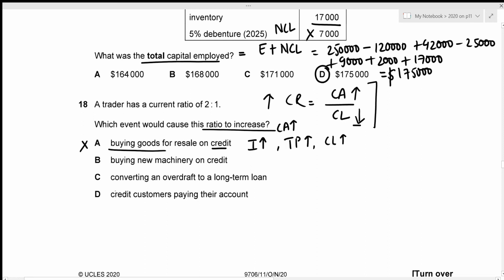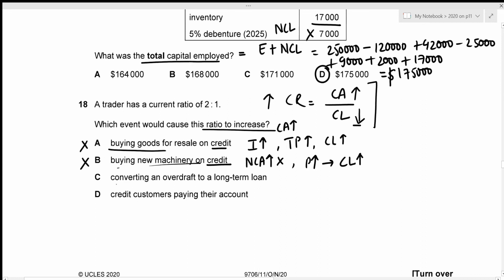Then the second one is buying new machinery on credit. So new machinery would increase our non-current assets, right? And in the formula, non-current assets is not mentioned, so we can just completely ignore this. And we are purchasing this on credit, which means that again, our payables is being increased. So payables are included in current liabilities, which means that the current liabilities is being increased. Again, that is not the condition we require. We actually require the current liabilities to decrease, which means that option B is also going to be incorrect.